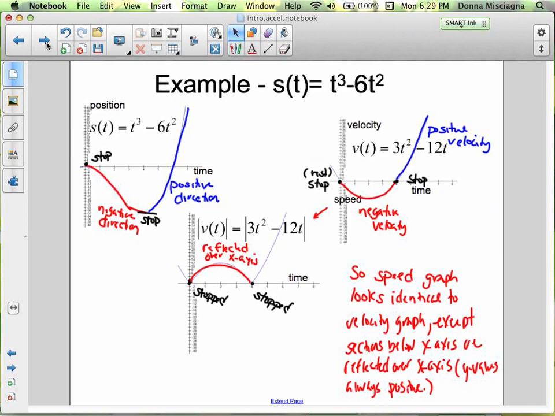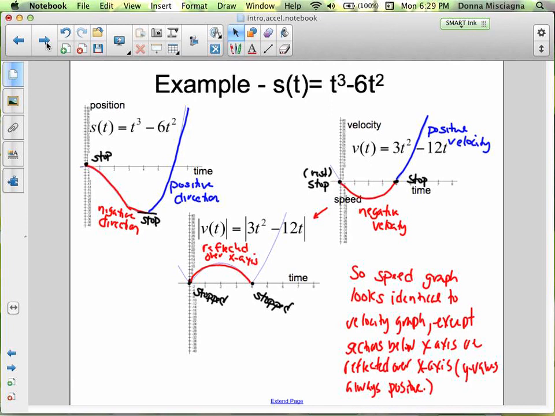That's our position function that we graphed, our velocity function that we graphed. The one that I wanted to look at was the speed function. So here we can look at our position function. We start at a stopped position. We're moving in the negative direction where the graph of the position function is red because the slope of the position function is negative. We have a horizontal tangent line. That means we've stopped. And then the blue graph shows we're moving in a positive direction.